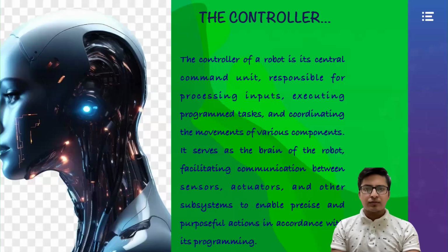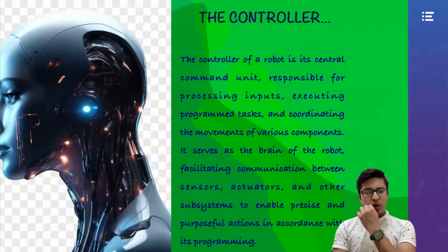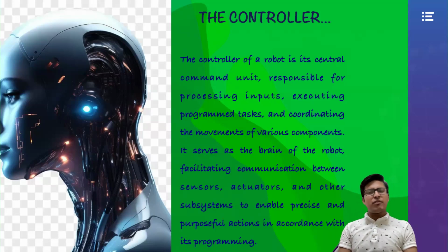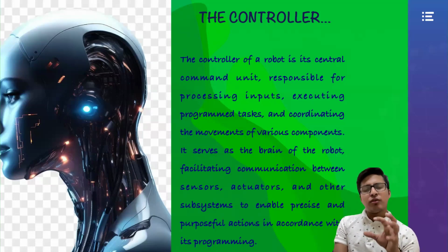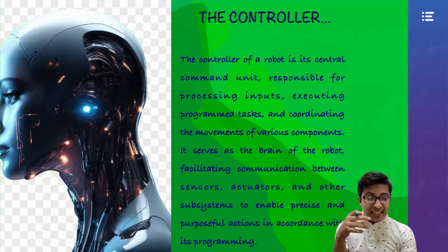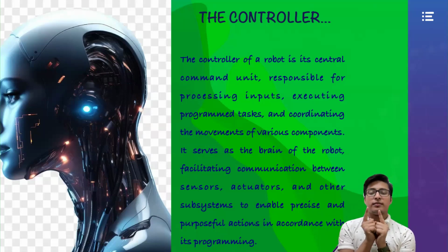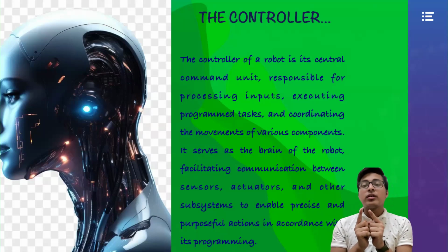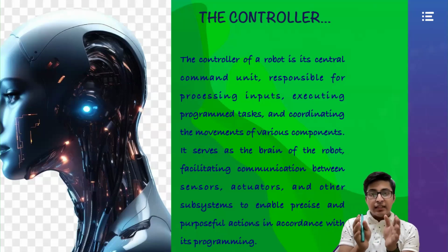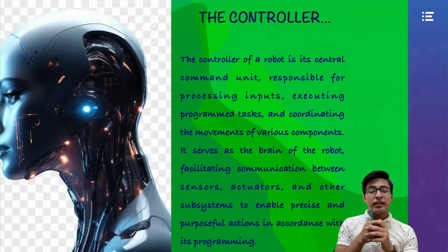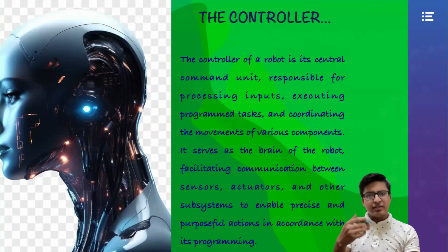The controller. What do we mean by the controller? If we go by definition, I've written it in a very lucid manner so that everybody can understand. The controller of a robot is basically the central command unit. What do we mean by that? It's not rocket science. Try to understand: central command unit. Central means the unified one unit, a single unit. It's a command unit. What kind of unit is it? It is a command unit, that means it gives the command.